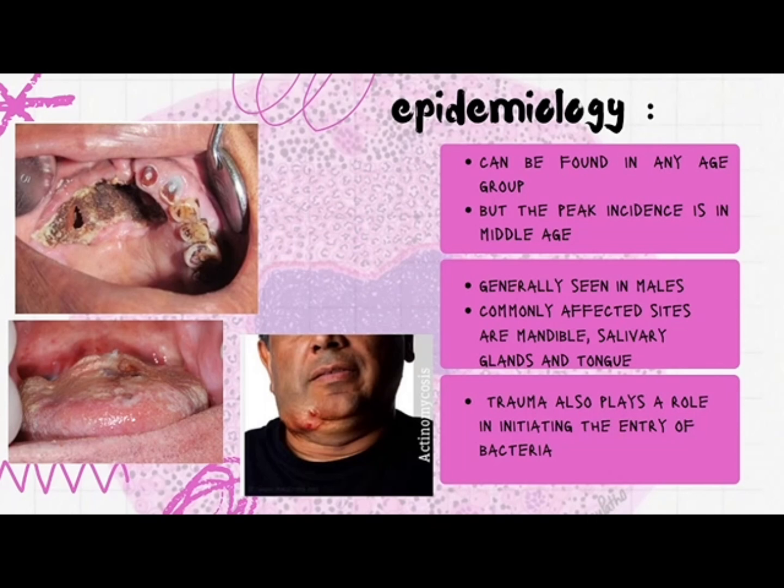In the epidemiology, actinomycotic infection can be found in any age group, but the peak incidence is found in middle age. The infection is generally seen in males, whereas it can also be seen in females. The most commonly affected site is the mandible. Also, salivary glands, tongue, and maxilla can be affected. Trauma also plays a role in initiating the entry of the bacteria, which will be further discussed in the video.